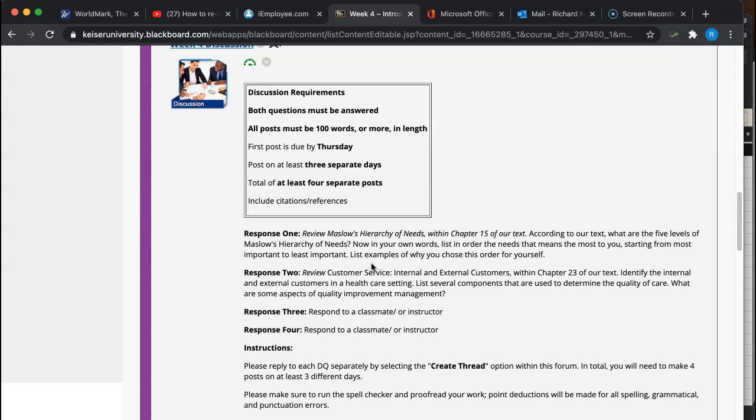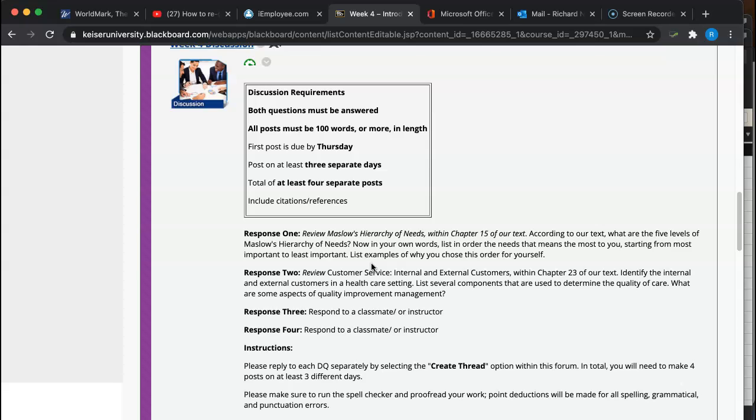The second discussion question is to review customer service, internal and external customers, within chapter 23 of our text. Then identify what an internal customer and an external customer are, listing several components. I'm sorry, I moved ahead. So list who the internal and external customers are within healthcare, and then they want you to list several components that are used to determine the quality of care, which was within your reading. What are some aspects of quality improvement management?